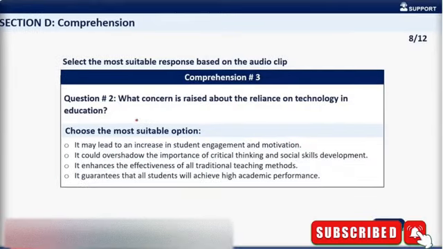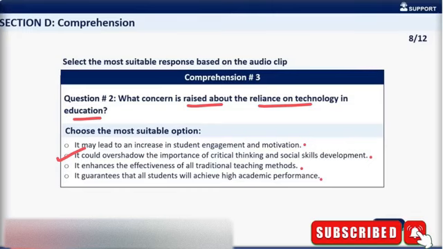Moving on to the second question. What concern is raised about the reliance on technology in education? The options that we have are: it may lead to an increase in student engagement and motivation; it could overshadow the importance of critical thinking and social skill development; it enhances the effectiveness of traditional teaching methods; it guarantees that all students will achieve high academic performance. Okay, so let's see the correct answer for this question. The correct answer for this question is, it could overshadow the importance of critical thinking and social skill development.